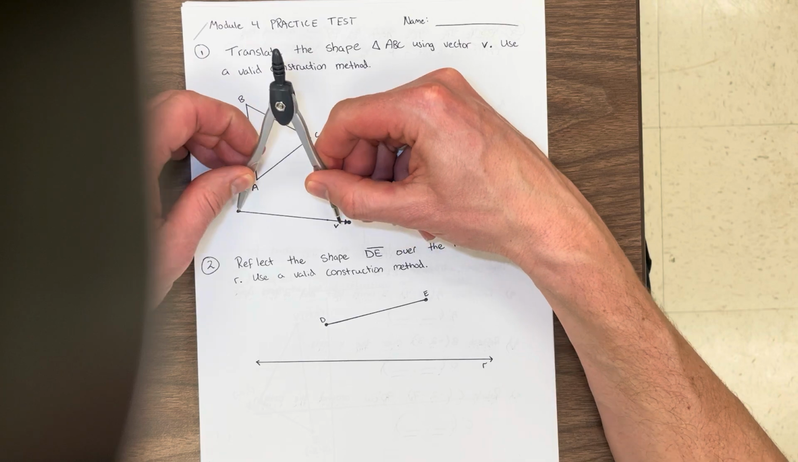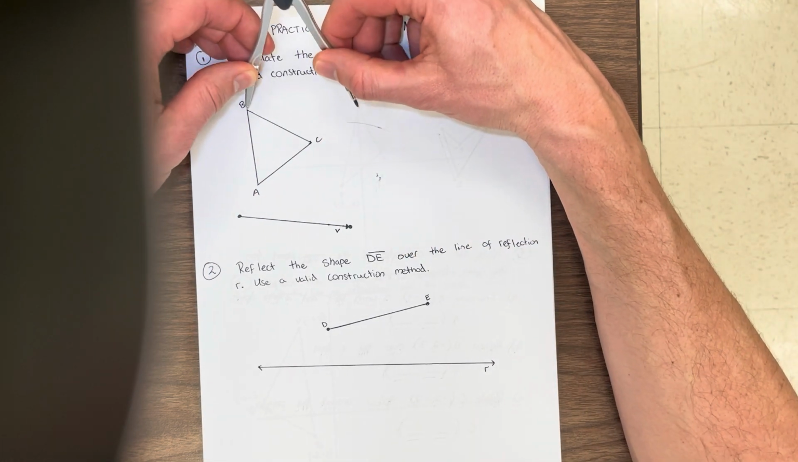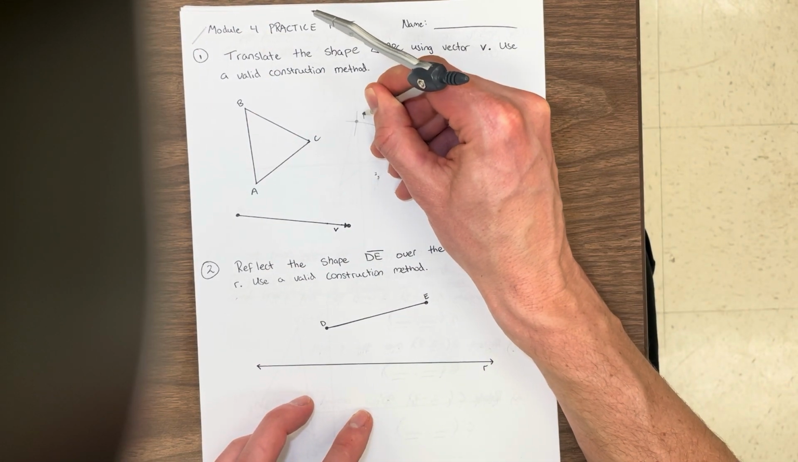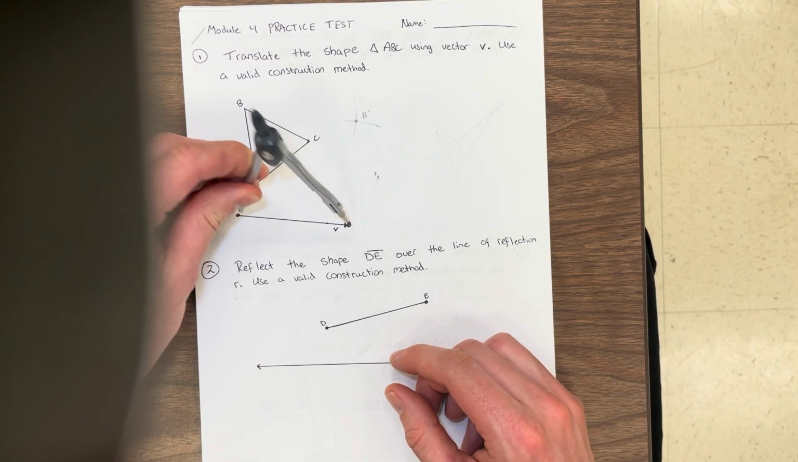Then set your compass to the full length of the vector, so start to finish, go up to that same point, and draw an arc. Where your 2 arcs meet is your image point. And you just repeat that process. So, full length of the vector.